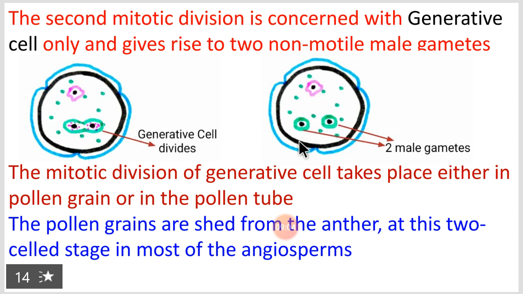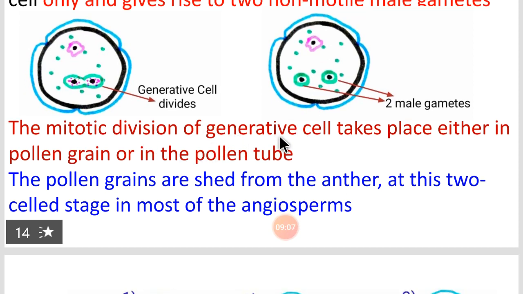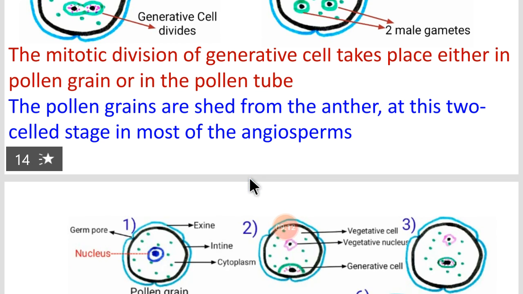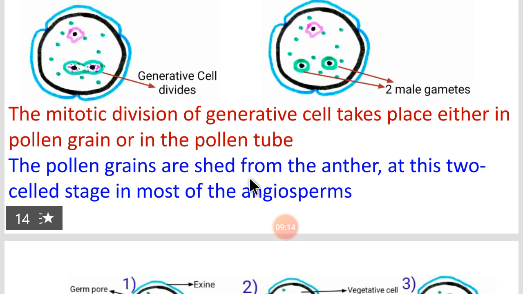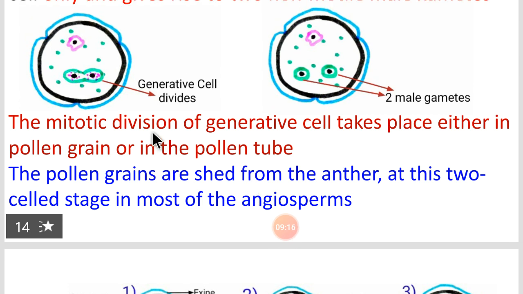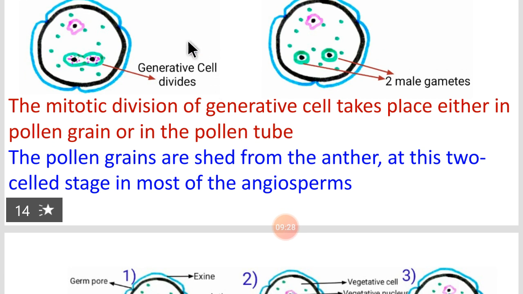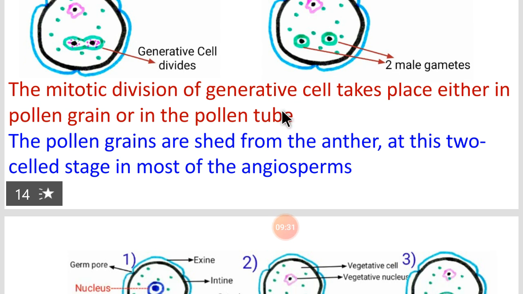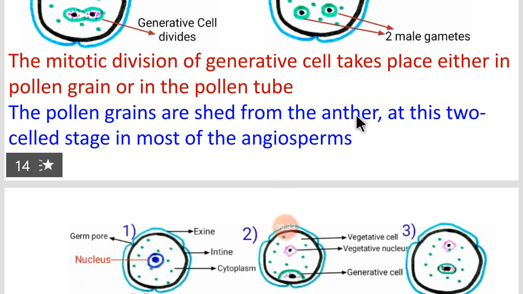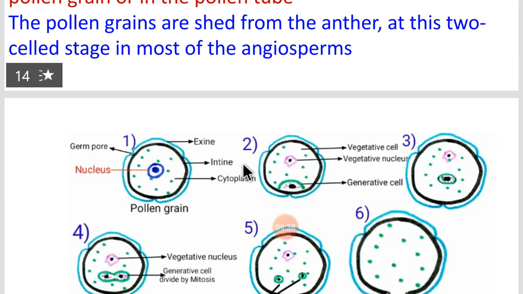Now, the division of the generative cell takes place either in the pollen grain or in the pollen tube. This type of question may be asked in the examination: where does the second division take place, in the pollen grain or in the pollen tube? It takes place with the generative cell only, which divides to form the two male gametes. The pollen grains are shed from the anther at this two cell stage in most angiosperms.